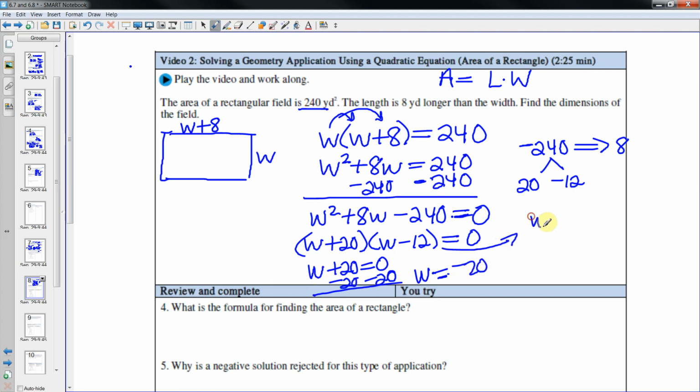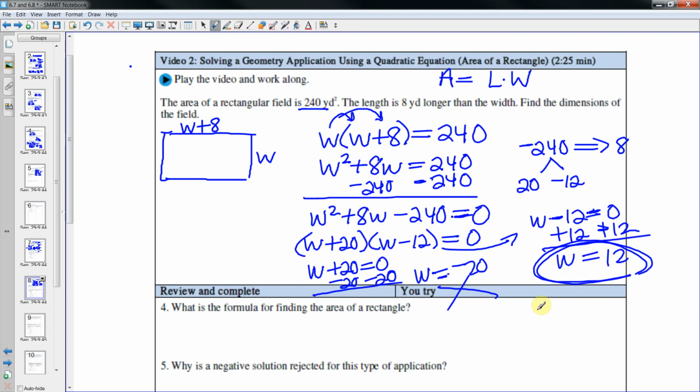Then over here we've got W minus 12 equals 0. Add 12. So W equals 12. Now, the only answer that makes sense is the 12. You can't have a negative width. It just doesn't make sense. So W is equal to 12. So then my length is 8 more, so W plus 8 would be 12 plus 8, which would be 20. So my width is 12, my length is 20, and that's how you would do a rectangle word problem.